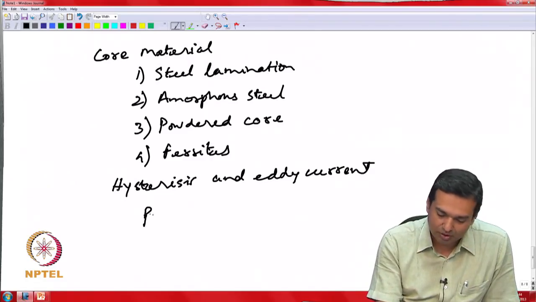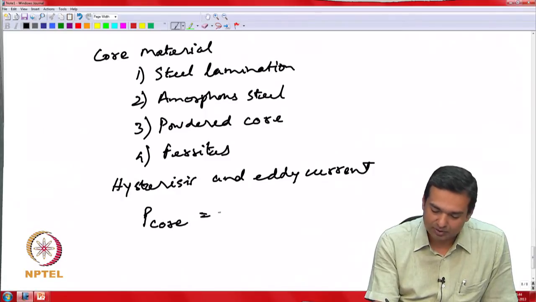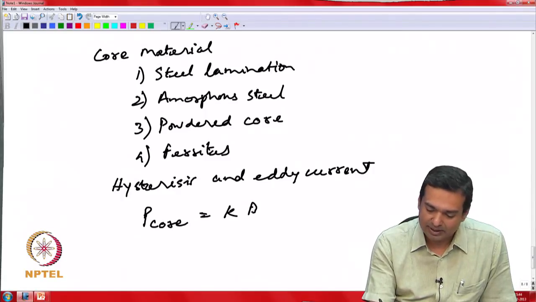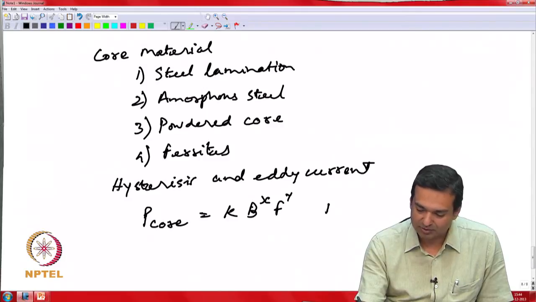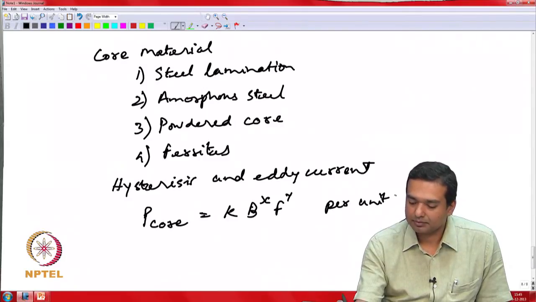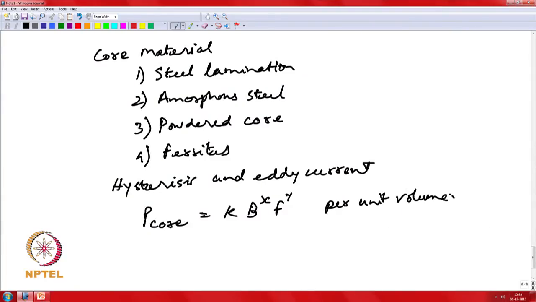So you have P core is equal to some constant times B to the power of X, times F to the power of Y, and often this is expressed as power loss per unit volume. And one can see that when you have an application such as an inverter, you might have multiple frequencies. You have the fundamental frequency of operation. You also have the frequency corresponding to the switching of the power converter.